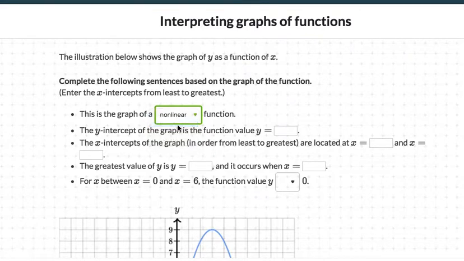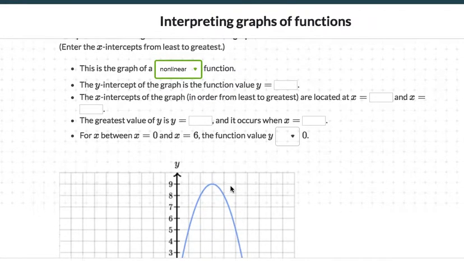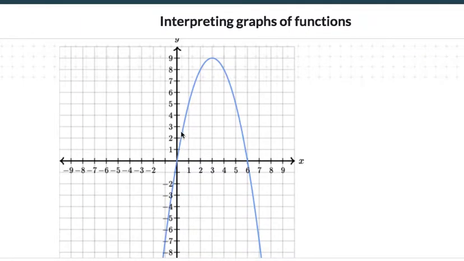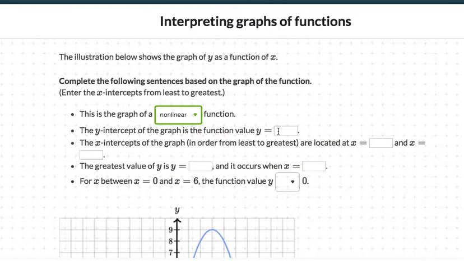We just discussed that. The y-intercept of the graph is the function value y equals something. Well, we did mention that there was a y-intercept to this, and we can see that the y-intercept is, of course, the point where the function crosses over the y-axis, and we can see that is the origin. That is the point where y equals 0. That is quite a simple one to identify.